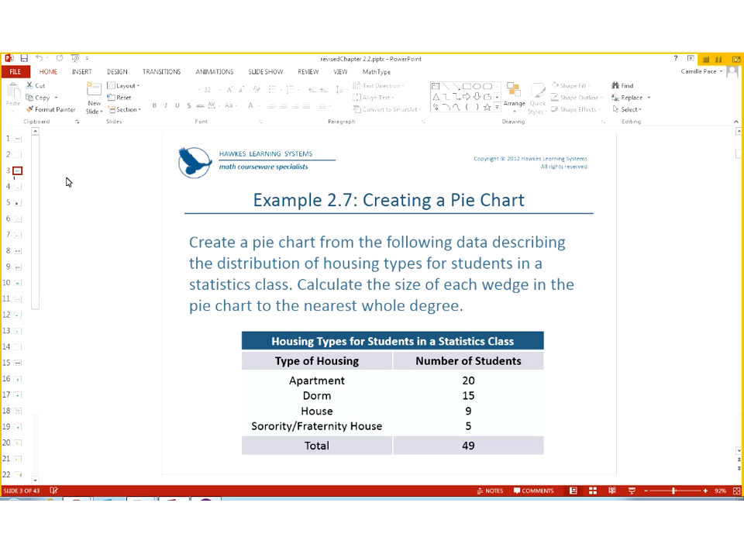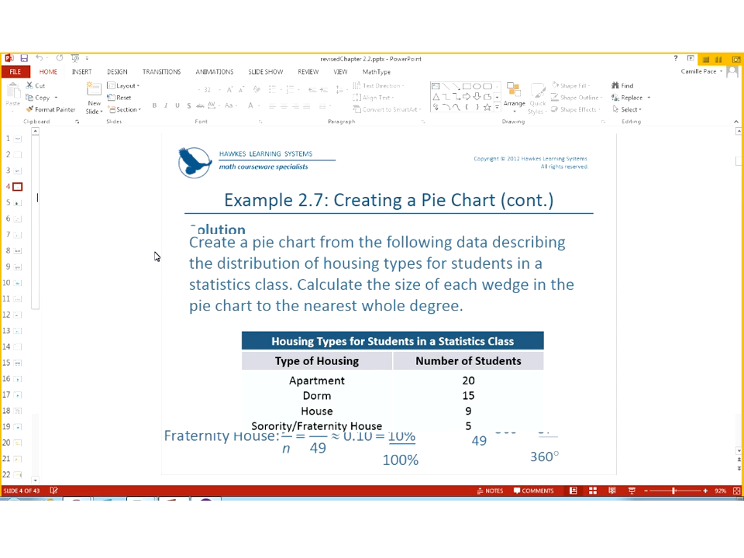The first type of graph we can make is called a pie chart, and I'm sure many of you are familiar with these. So what we're going to do is make a pie chart with the following data describing the distribution of housing types for students in a statistics class. Calculate the size of each wedge in the pie chart to the nearest whole degree. So here we have types of housing and number of students. We have apartments, dorms, houses, sorority and fraternity houses. So we have 20 that live in apartments, 15 that live in dorms, 9 that live in houses, and 5 that live in sorority and fraternity houses.